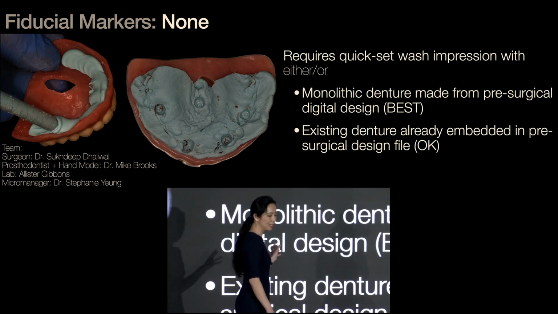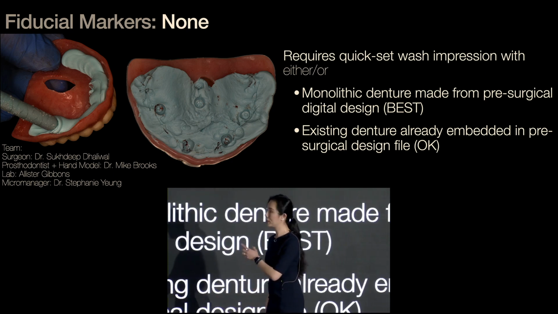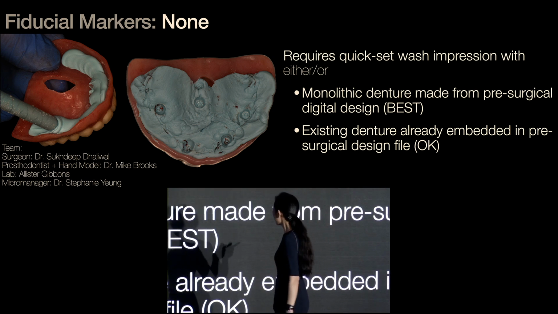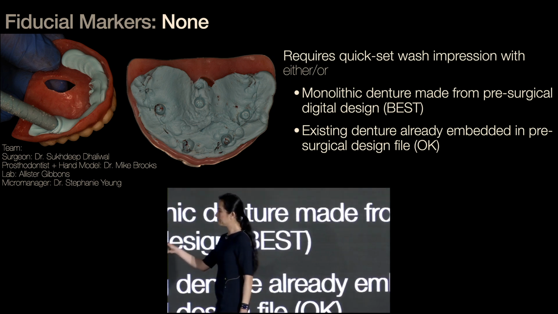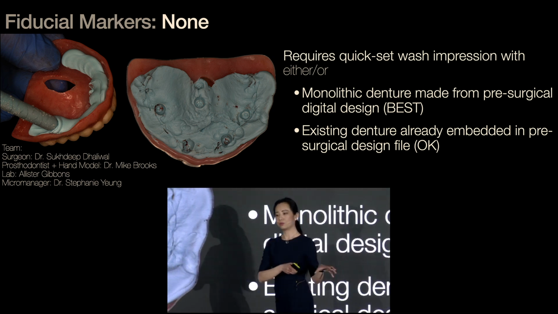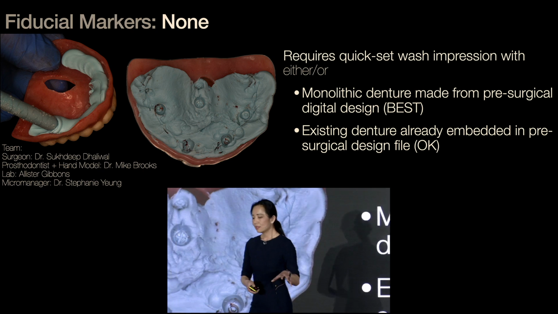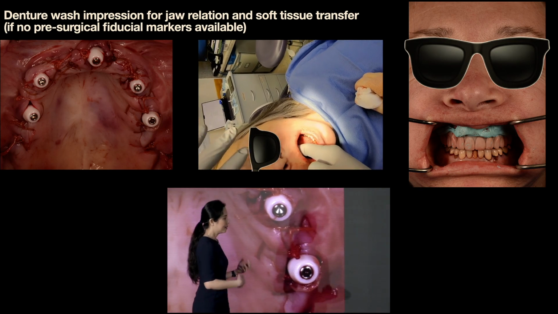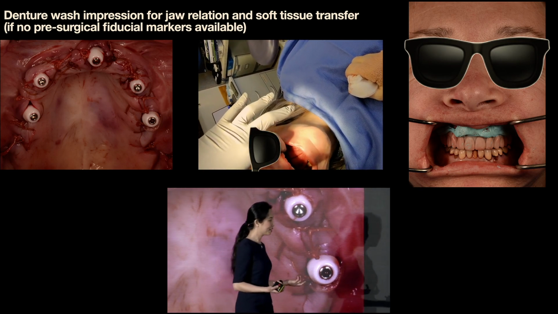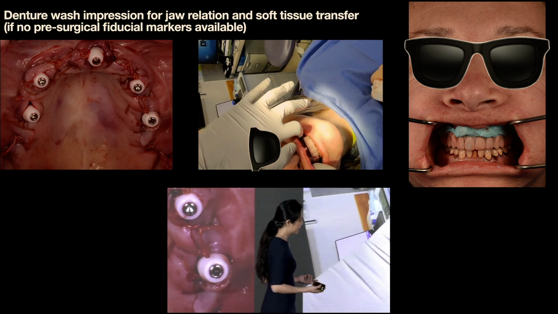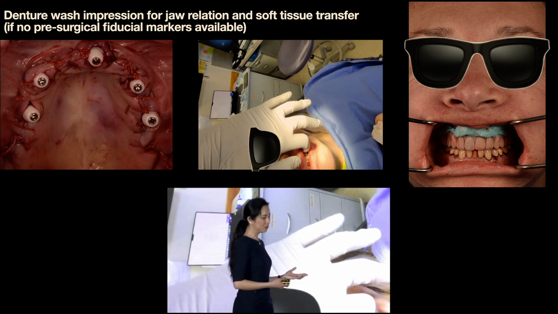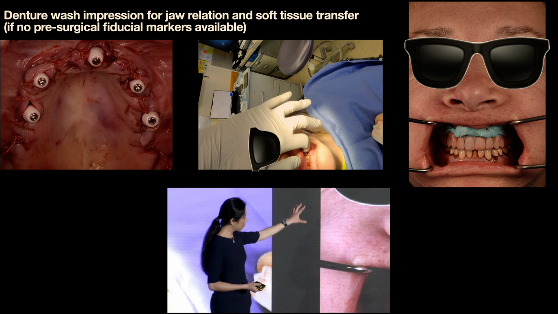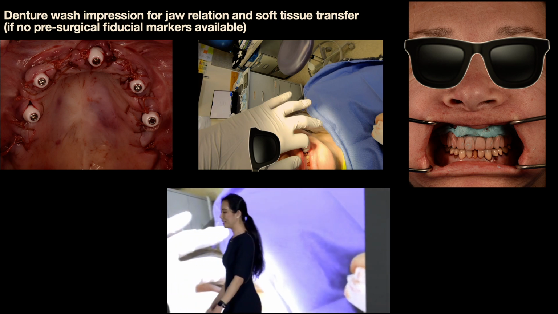And lastly, when you have none, it requires a quick set wash impression using an existing denture or a monolithic denture wash so that we can relate the patient's jaw back to the original wax-up. So here you'll see the denture wash impression being done. No different from trying to seat a denture for the first time. What you're doing is making sure the occlusion's reasonable. Inject blue mousse. My choice is blue mousse because it doesn't rip out sutures. Make sure it's fully seated, and for bonus points, sometimes I'll take a picture and send that to the lab technician.